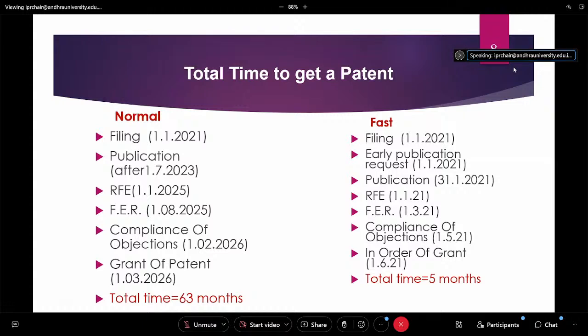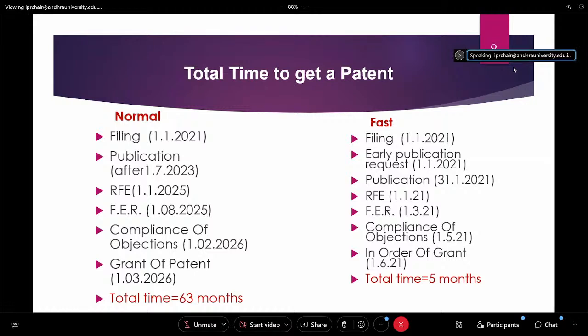The first one, if you are filing it, I'm keeping the same date as 1st January 2021. Then the publication will happen after 18 months of regular filing. So that is 1st July 2023. So if you have filed your patent application last year, January 1st, your application is still not published. Do you understand? So 12 months plus 6 months, so this is 1st July 2023, your application will be published.